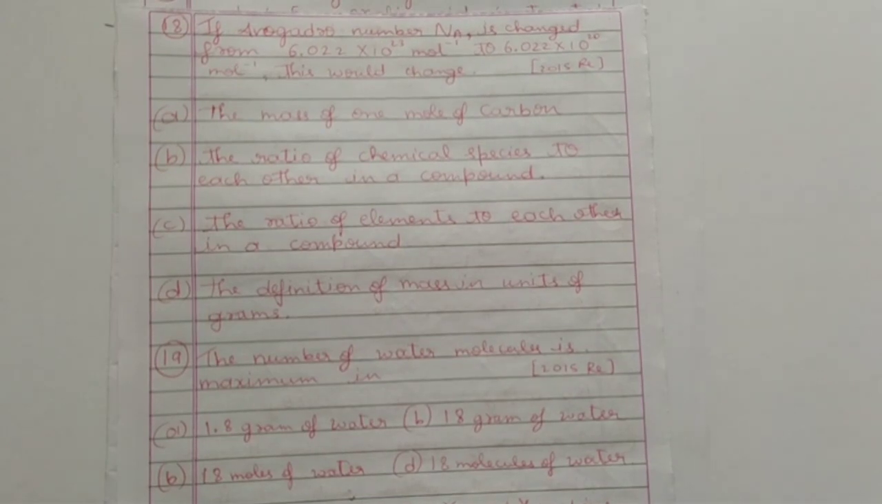18. If Avogadro number Na is changed from 6.022 into 10 power 23 per mole to 6.022 into 10 power 20 per mole, this would change. Option A, the mass of 1 mole of carbon. Option B, the ratio of chemical species to each other in a compound. Option C, the ratio of elements to each other in a compound. Or option D, the definition of mass in units of grams.